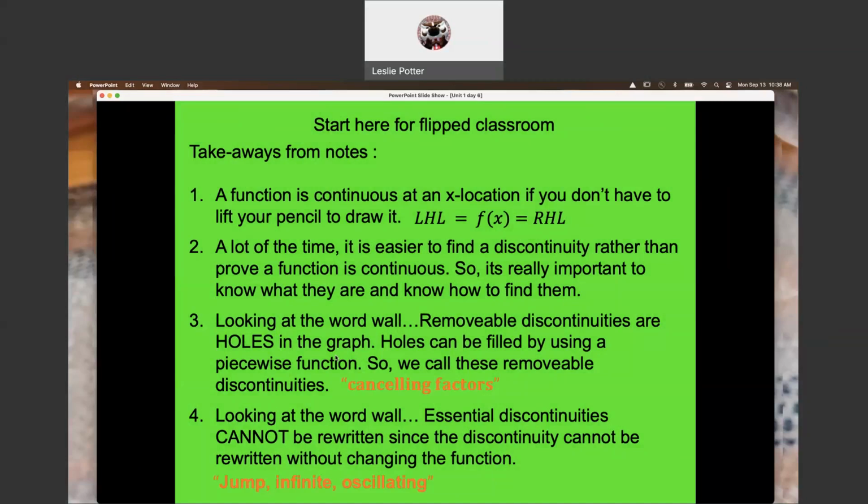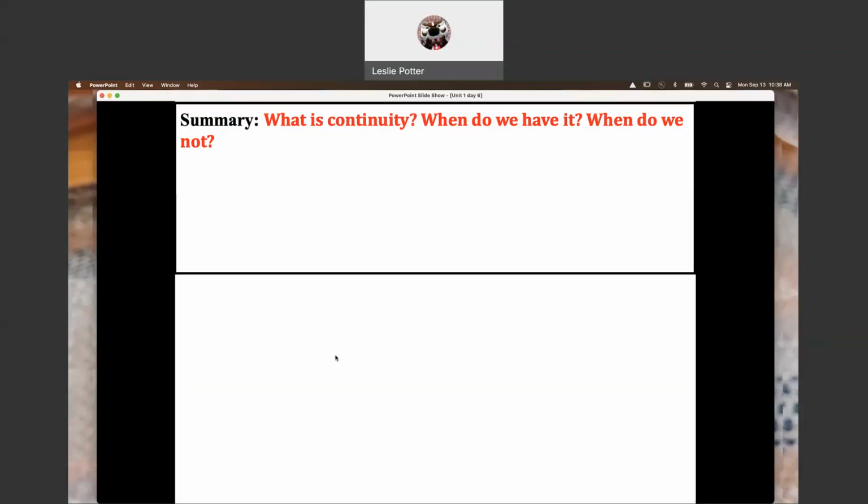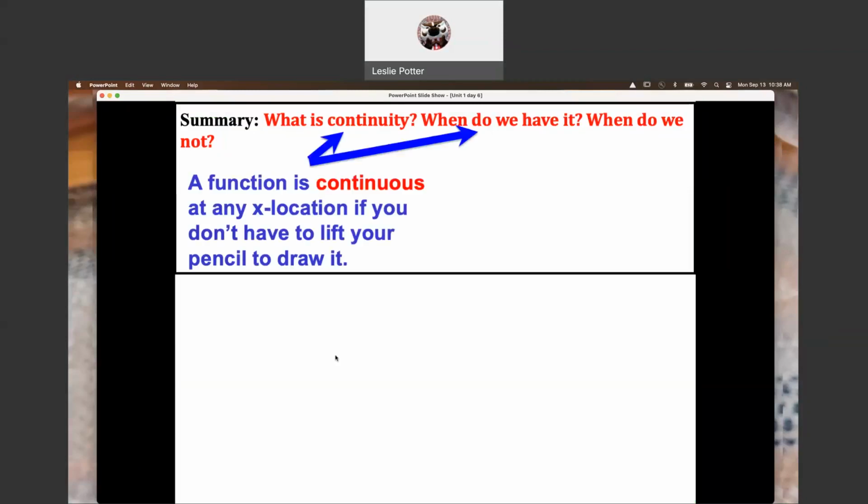Okay. So what is continuity? When do we have it? When do we not have it? Okay. So I stuck with the informal definition. A function is continuous at any location if you don't have to lift your pencil or draw it. We are on page 16 or 17 or something like that.